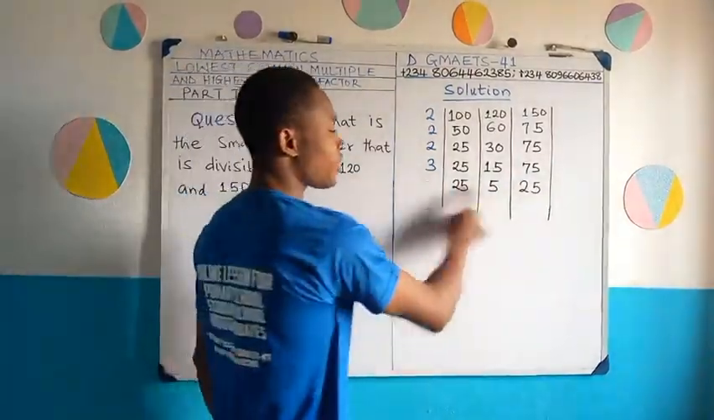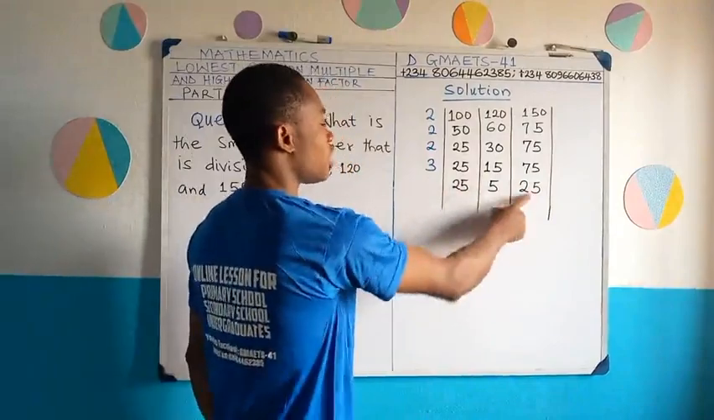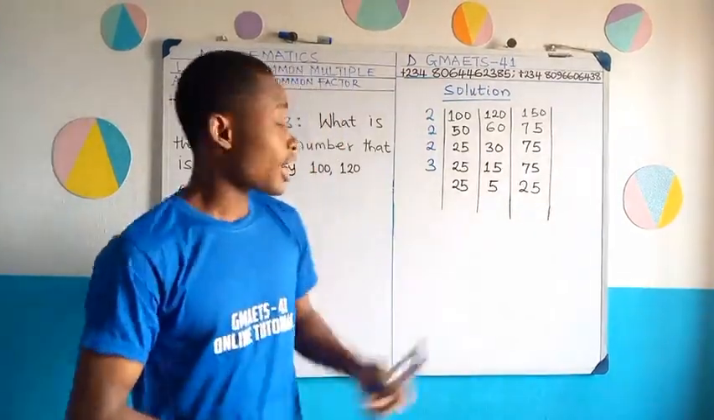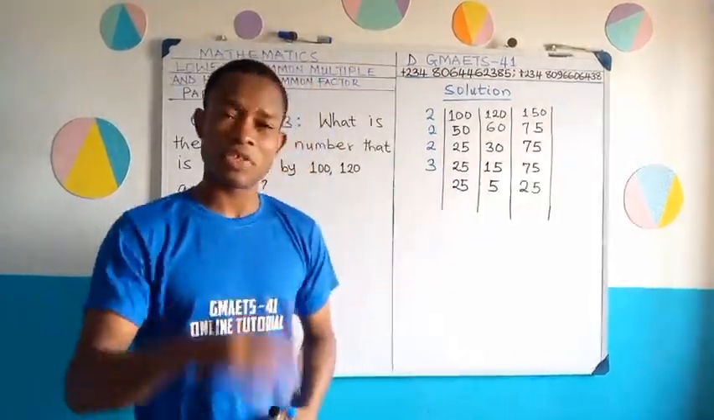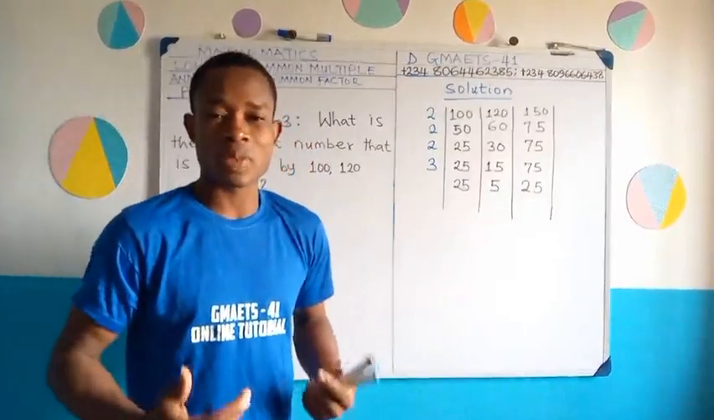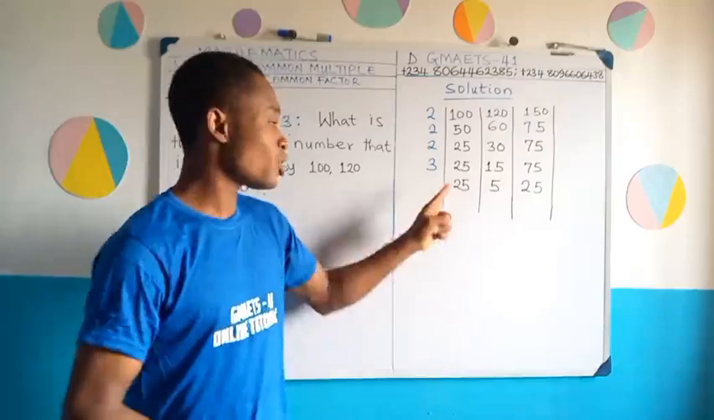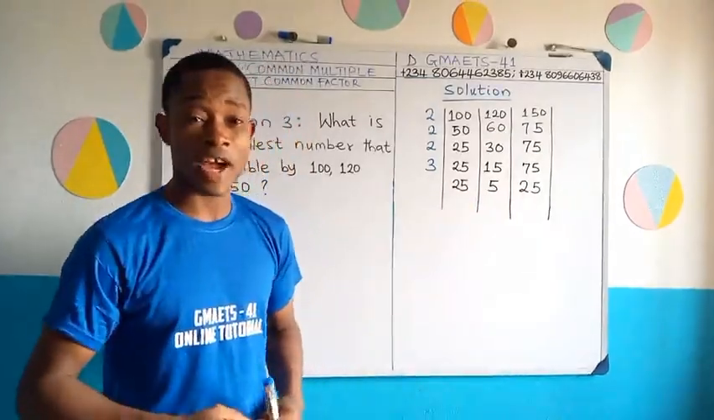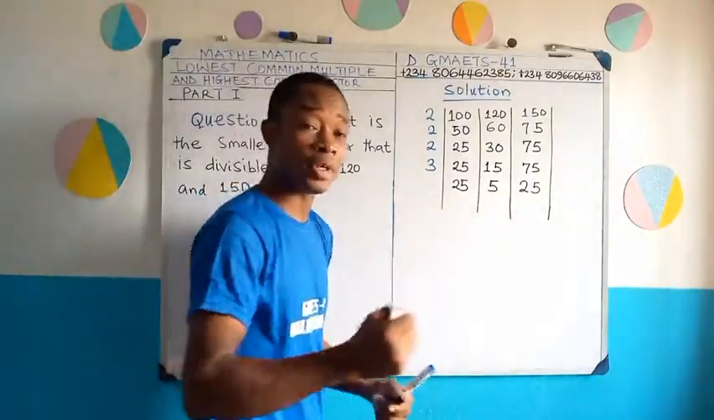Okay, let us check. Can 3 still divide here? No. If you check, 3 cannot divide any of these numbers again. So you move on to the next bigger number, 4. Can 4 divide any of these numbers? No. If you check from the 4 times table, you cannot multiply 4 by any number to get these numbers here. So we move on to the next higher number, which is 5. Can 5 divide any of these numbers here?